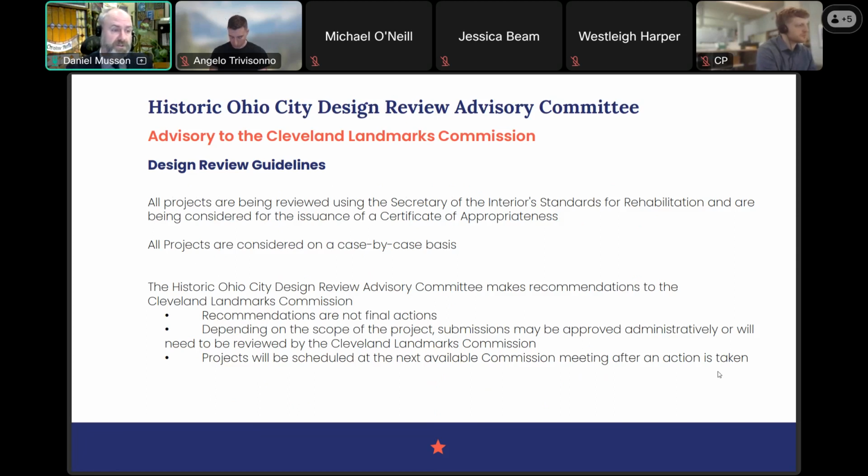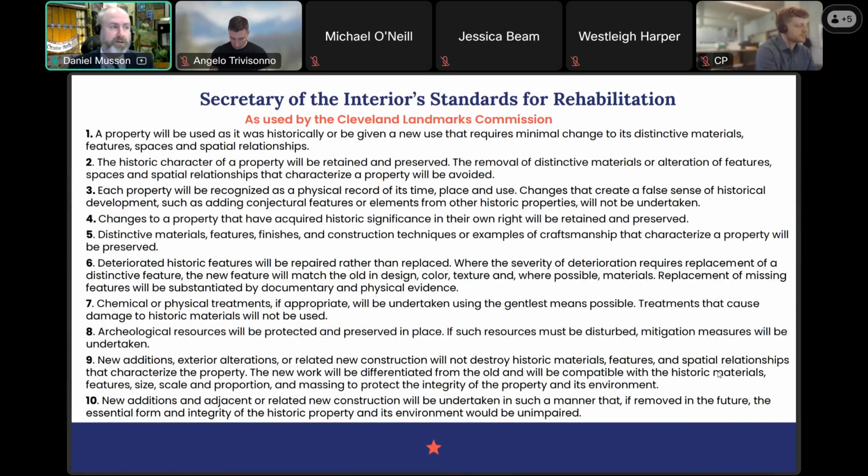All projects are considered on a case-by-case basis, and the Historic Ohio City Design Review Advisory Committee makes recommendations to the Cleveland Landmarks Commission. Recommendations are not final actions. Depending on the scope of the project, submissions may be approved administratively or will need to be reviewed by the Cleveland Landmarks Commission. Projects will be scheduled at the next available commission meeting after an action is taken. We'll just have the Secretary of the Interior standards up there.